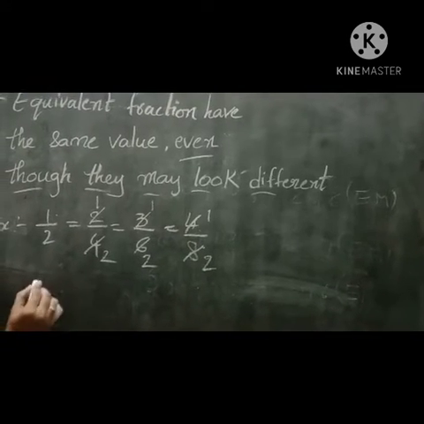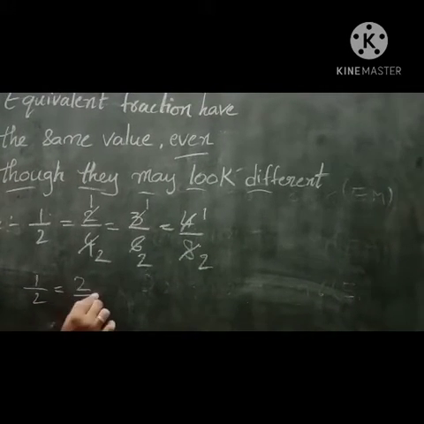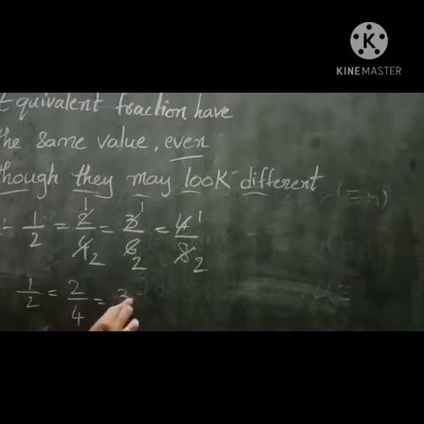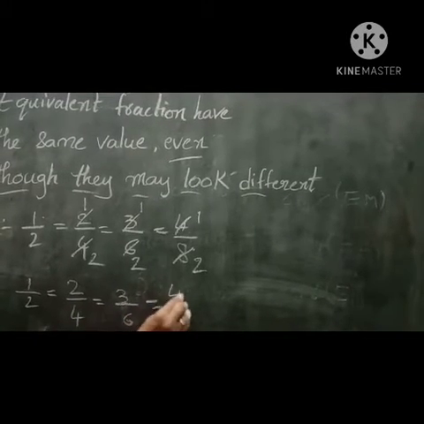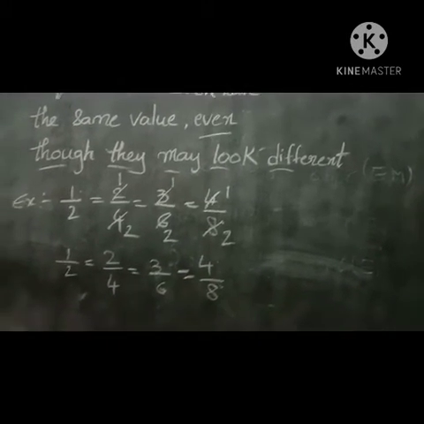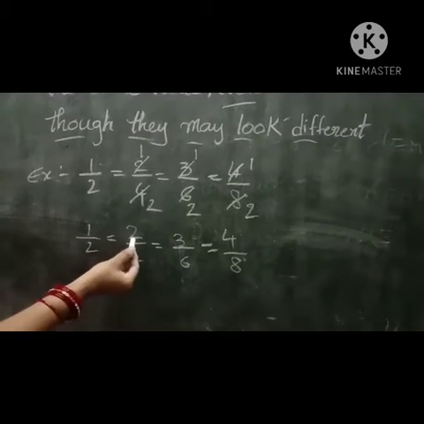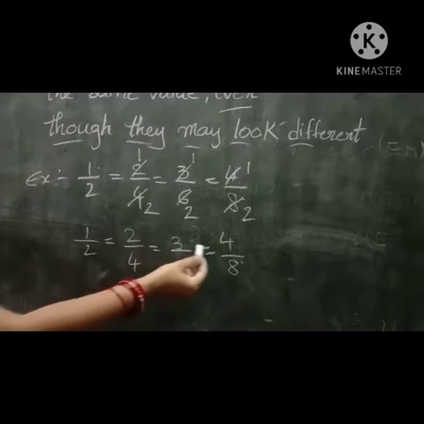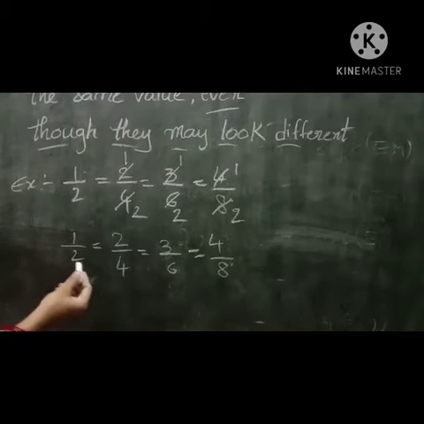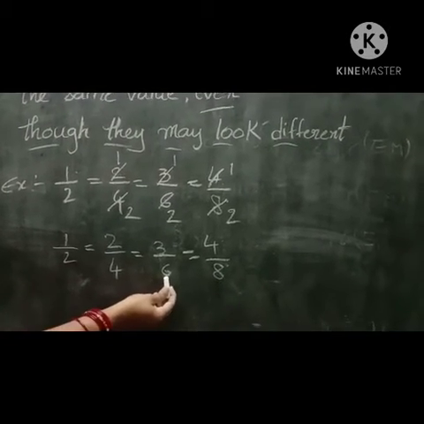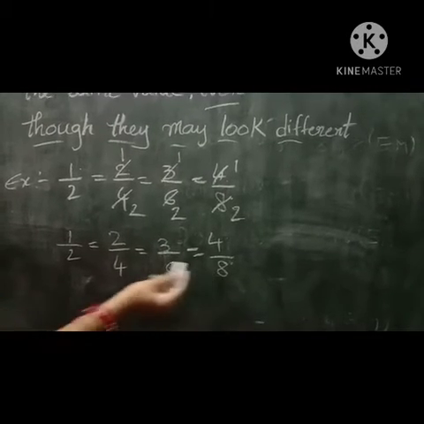But what I wrote here, 1 by 2 equals 2 by 4 equals 3 by 6 equals 4 by 8. Here, this is the table. 1 1s are 1, 1 2s are 2, 1 3s are 3, 1 4s are 4. Here 2 1s are 2, 2 2s are 4, 2 3s are 6, 2 4s are 8.